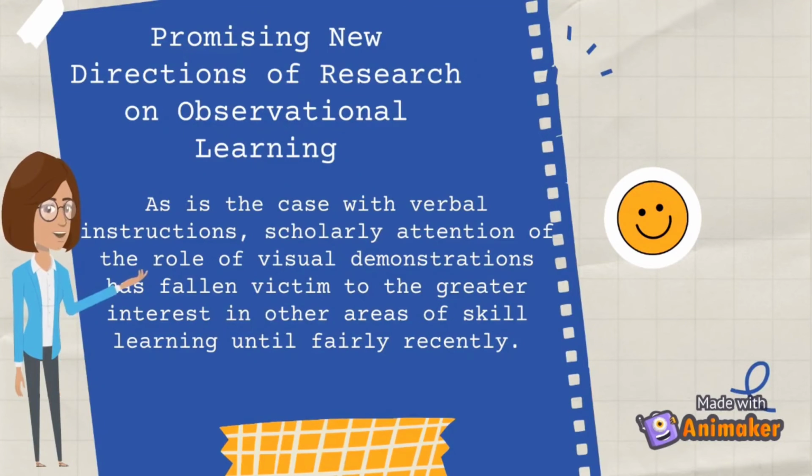Promising directions of research on observational learning. As is the case with verbal instructions, scholarly attention to the role of visual demonstrations has fallen victim to the greater interest in other areas of skill learning until fairly recently. Although the renewed interest in demonstrations and observational learning is encouraging and has already resulted in many new insights concerning the best ways of presenting demonstrations, further research is still needed to more adequately understand the role of visually modeled information when acquiring motor skills.